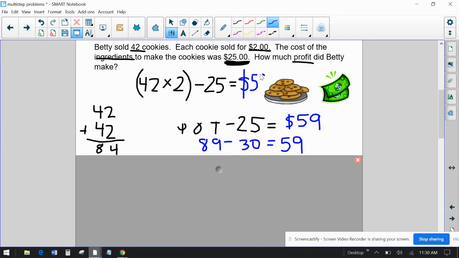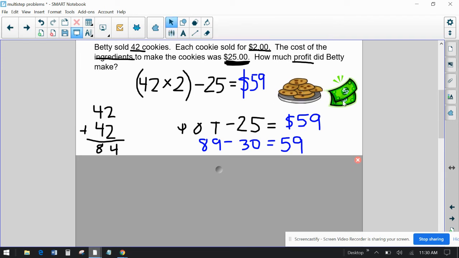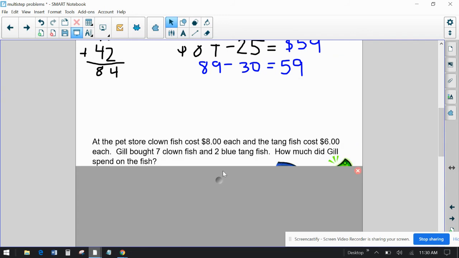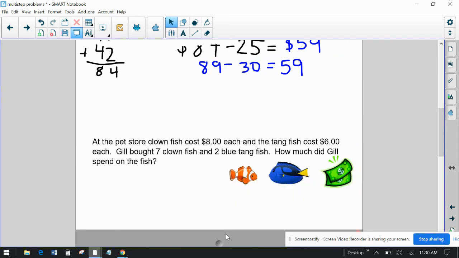So sometimes the unit is just simply a dollar sign. It doesn't need to be a noun like cookies. It can just be a symbol like a dollar sign. She made $59. And this is the equation: 42 times 2, in parentheses, step 1, minus the $25. Okay. So we'll do one more.